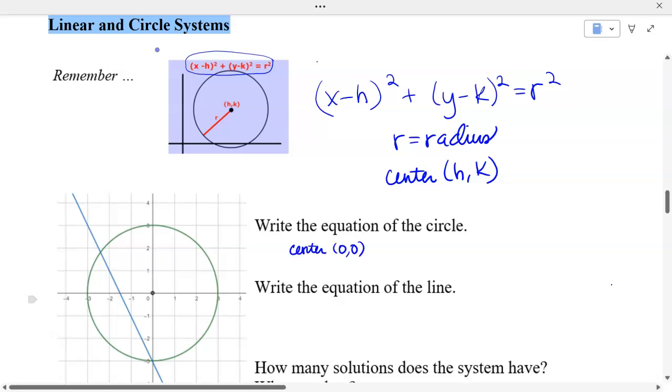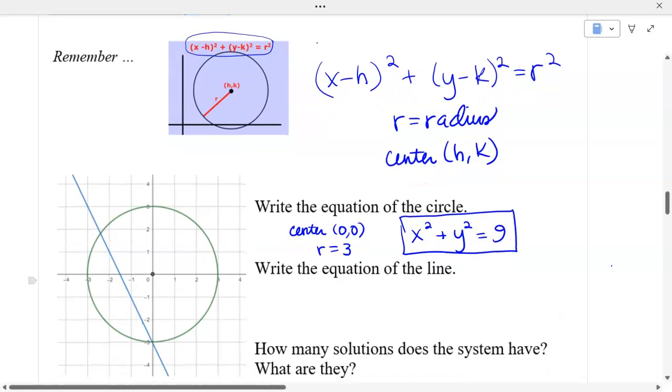And if we count from there, we can figure out what our radius is. And it looks like our radius is going to be 3. So if we're writing the equation of the circle, it's just going to be x squared plus y squared, and it's going to equal our radius squared, so 3 squared, which is 9.